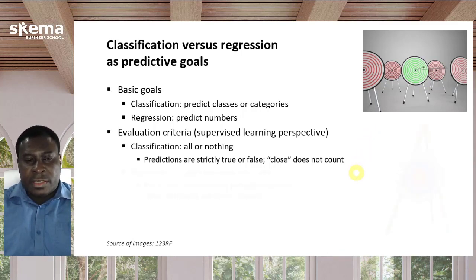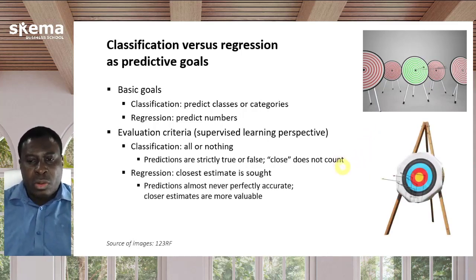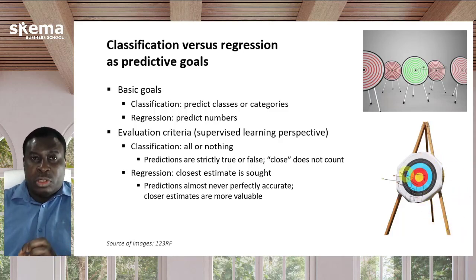In contrast, with regression, the closeness does matter. And so here's another target where there are different points based on how close it gets. The bullseye is the yellow, then closer is red, blue is outer, and then all the way white is a hit, but not a very good one. And that's more like regression, where it does make a difference how close you get.